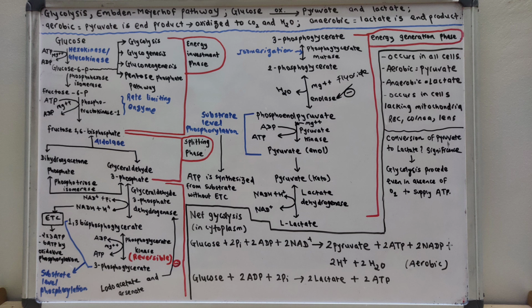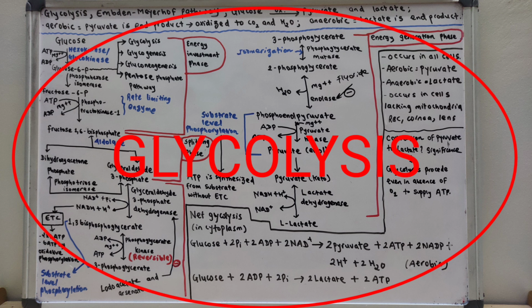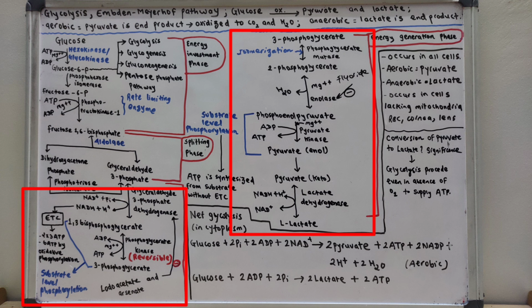Now, after knowing the salient features of glycolysis, I want you to know the reactions of glycolysis. The sequence of reactions of glycolysis is shown in this picture. You can see in this picture, this is the sequence of reactions of glycolysis, and the pathway can be divided into 3 distinct phases. One is the energy investment phase or priming stage. Another is the splitting phase. The other phase is the energy generation phase. These are the 3 phases of the reactions of glycolysis.